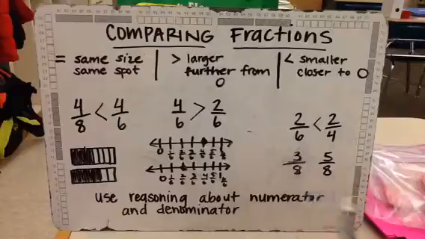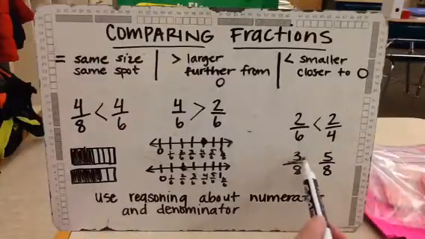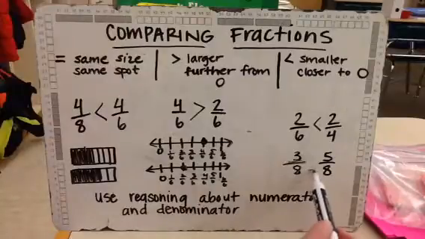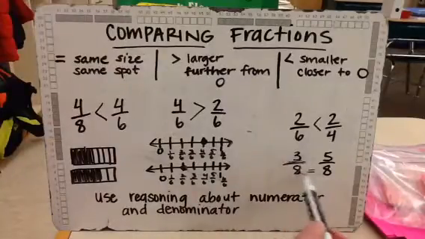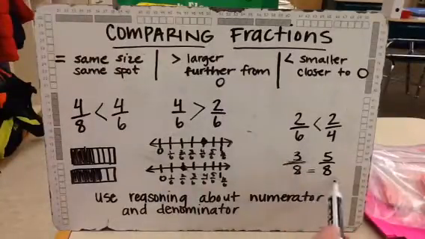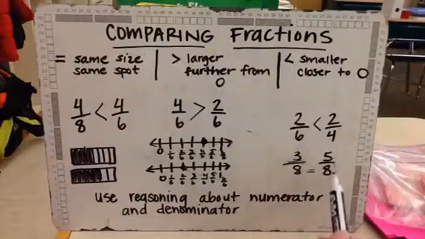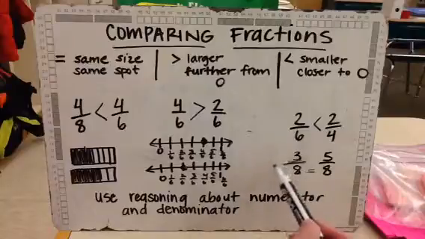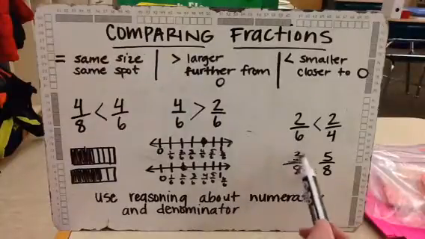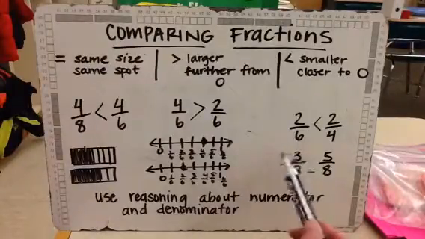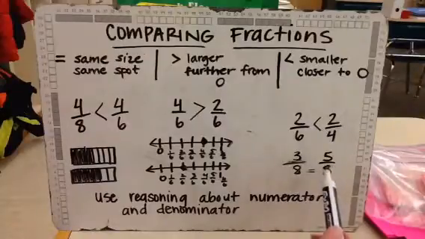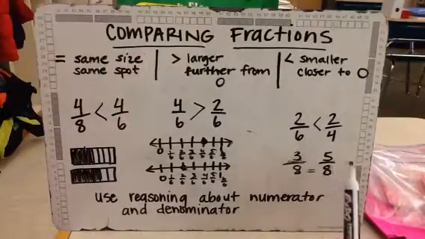So let me look here at another one. Here I noticed that my numerators are different, but my denominators are the same. So here, both wholes were divided into eighths. So each unit is the same size. So now I need to think, I'm using 3/8 or 5/8. The wholes are divided exactly the same. This one is partitioned into eighths, and I'm going to color in 3 of them. This one's partitioned into eighths also, but I'm coloring in 5 of them.